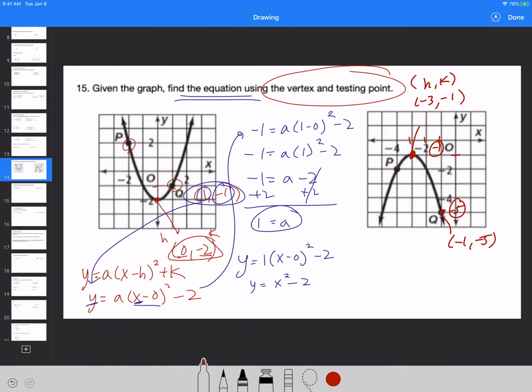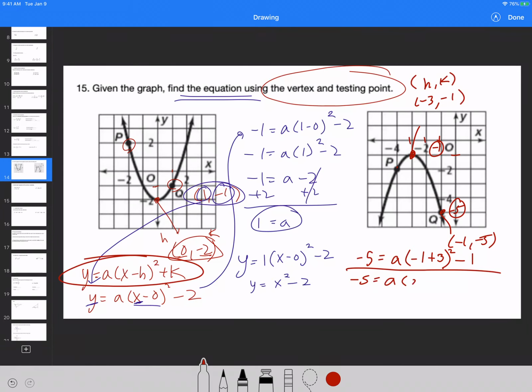Okay, so if I plug all those in, -5 is equal to a times -1 plus 3 squared minus 1. I just skipped a lot of steps. I plugged all the x, comma, y values and the h, comma, k values into the vertex format, which is given to you right here. This is what you're going to get. So -5 is equal to a times 2 squared minus 1. Now, all of these things that you plug in are just to find out the value of a, nothing else. So I'm going to add the 1 on both sides. -4 is equal to a times 4.